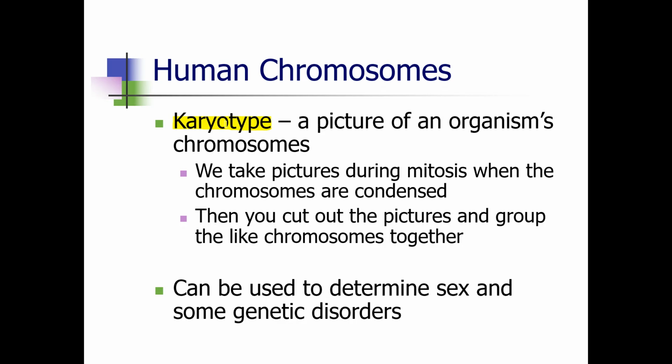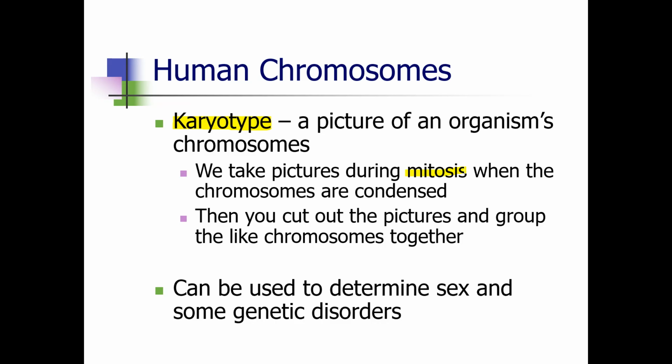But a karyotype is just a picture of an organism's chromosomes. And so we could do this for any organism. What you can do is take pictures during mitosis. Remember that the chromosomes are only visible during the stages of division. We see the chromosomes for the first time in prophase. They line up in the middle in metaphase. They're pulled apart in anaphase.